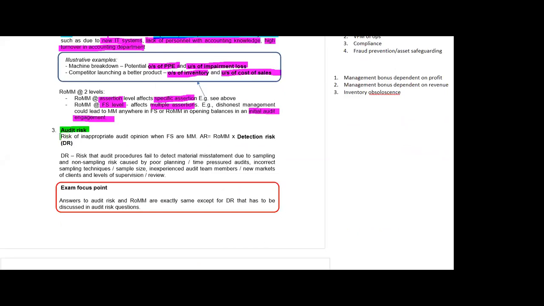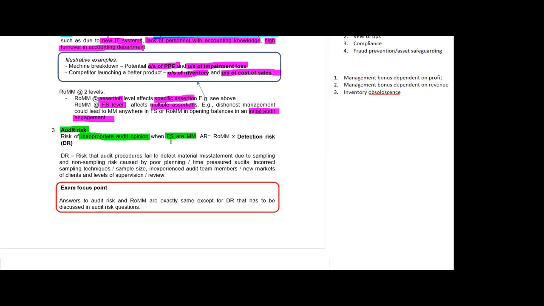What is audit risk? Audit risk is the risk of inappropriate audit opinion when the FS, financial statements, are materially misstated, MM being material misstatement. So audit risk is the risk that the auditor expresses an incorrect opinion while the financial statements are materially misstated.